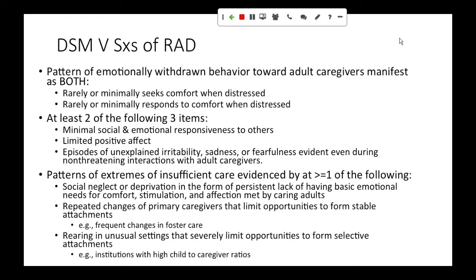And then they have to have, as I mentioned, some sort of extreme of insufficient care. So social neglect, repeated changes in primary caregivers, or something that is an unusual situation so that there's no opportunity for these babies and youngsters to form a stable attachment to a particular specific person.